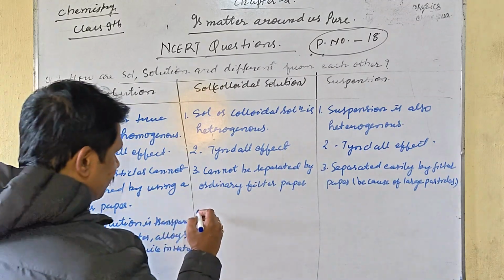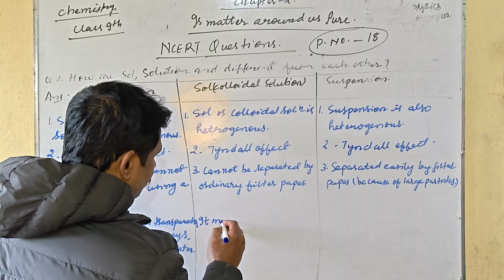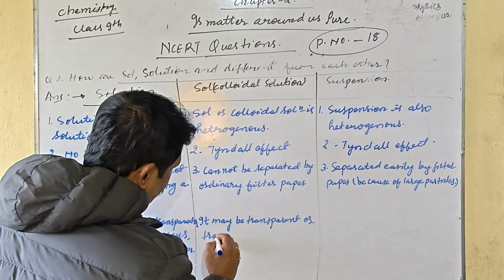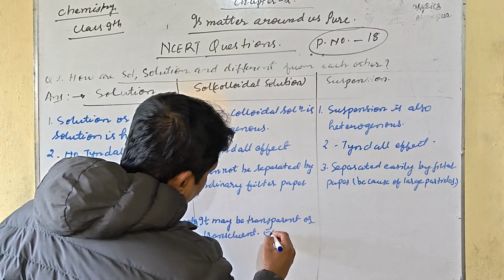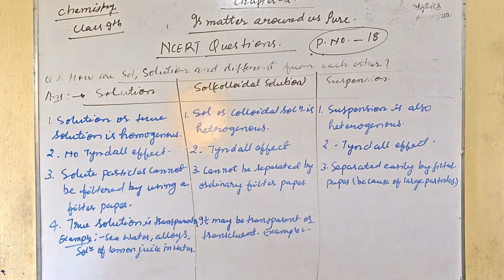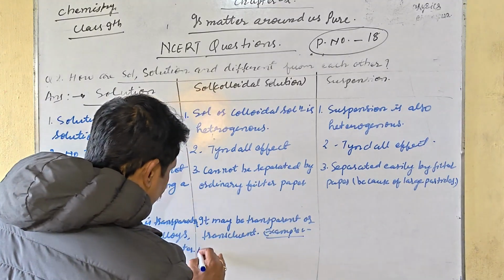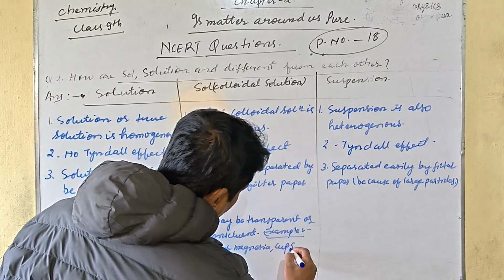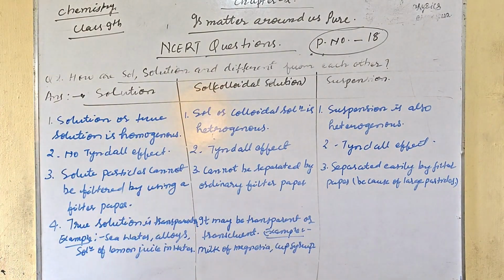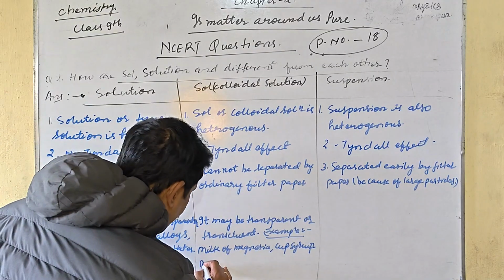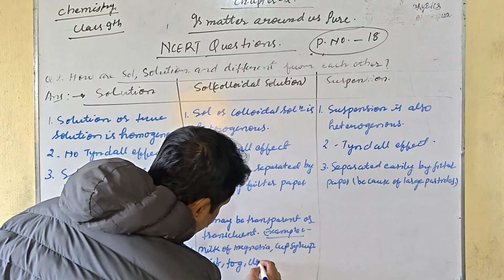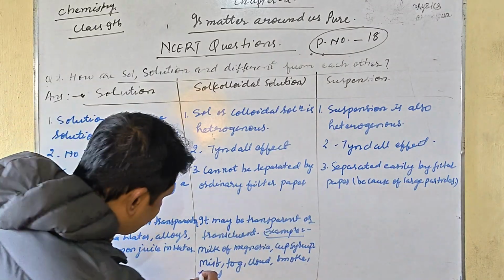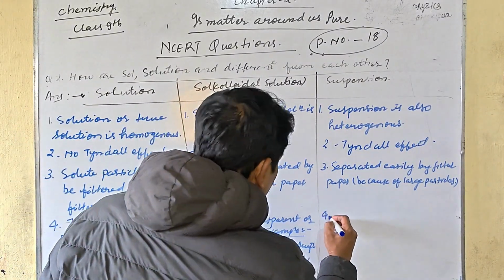It may be transparent or translucent. Example: milk of magnesia, cough syrup, mist, fog, cloud, smoke, mud, etc. Third is suspension.